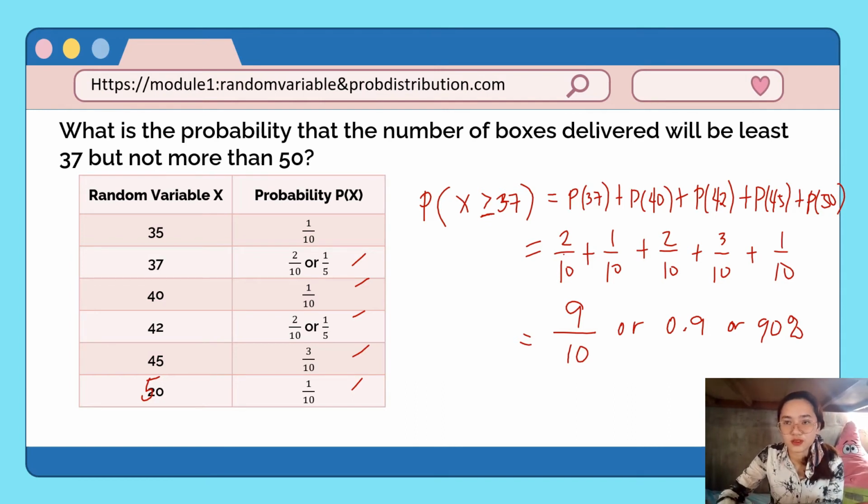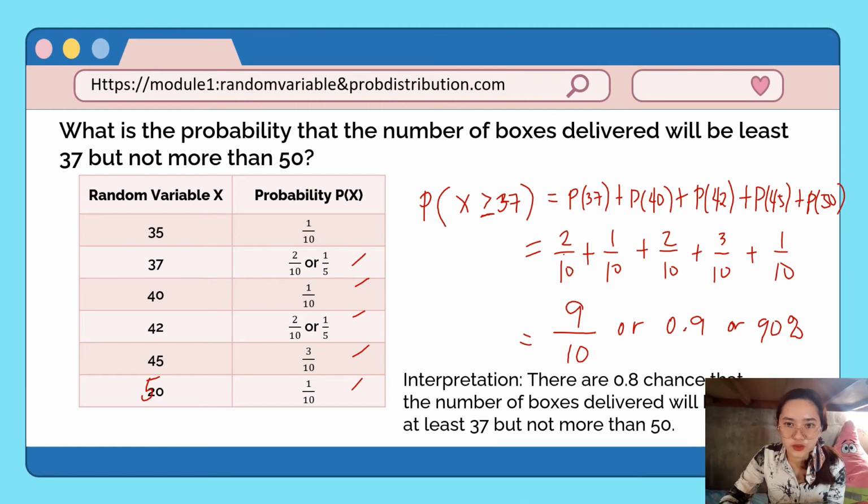Okay? So, the interpretation para ng data natin. So, interpretation, we have, there are 0.8. Okay. There is a typo here. Typo po ito. Ayan. Mali. 0.9 po yan. There are 0.9 chance that the number of boxes delivered will be at least 37 but not more than 50.